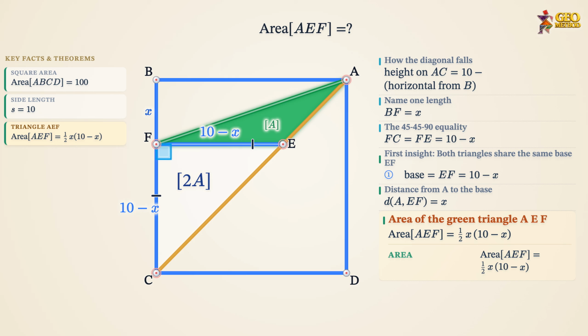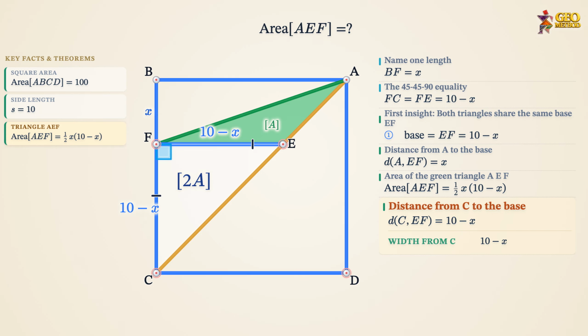Area is 1/2 base times height, with base segment EF equal to 10 minus x and the width from A equal to x. The green triangle AEF has area 1/2 times x times (10 minus x). Call this our first expression.